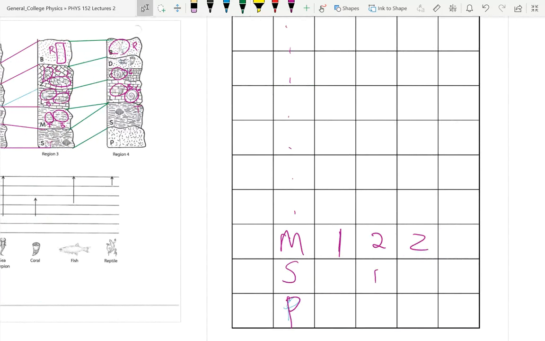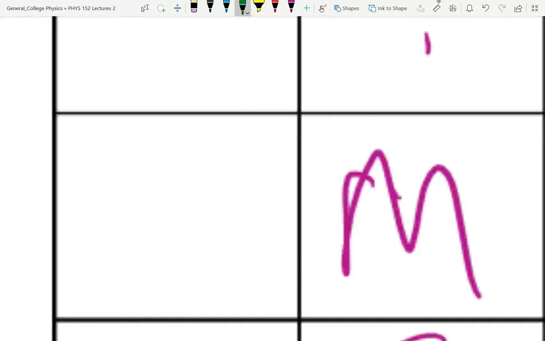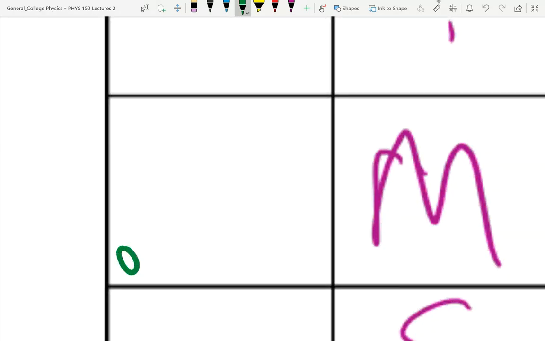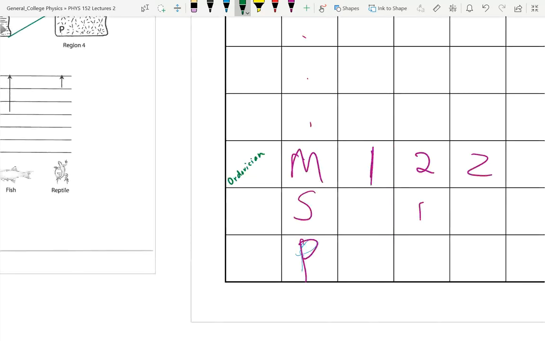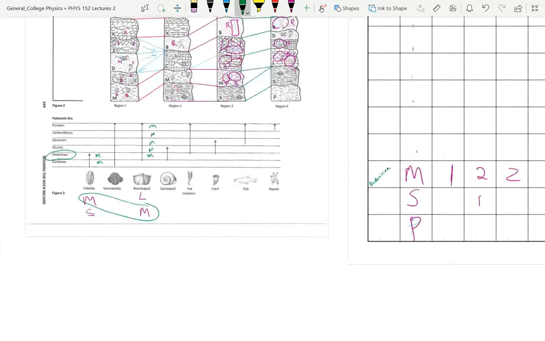And so now I can come over here, and in the first column, I'm going to put Ordovician, because I've positively identified which period that is from.